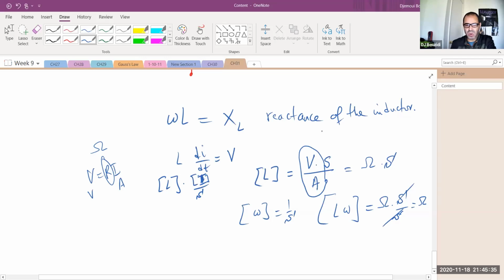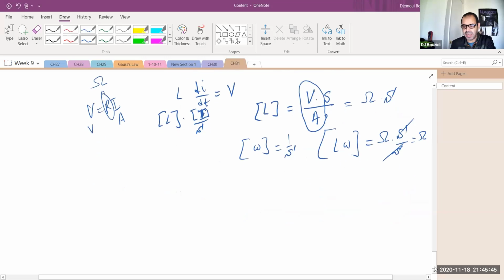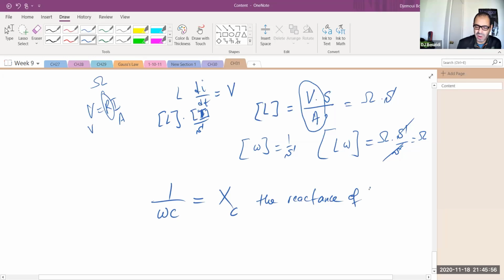So the inductance now is actually like a resistance. It has the same units as the resistance, but this is coming from the inductor. Same thing with 1 over omega C. Let's think about that. 1 over omega C is actually XC. This is the reactance of the capacitor. And it too has the same units as an ohm. Let's check why that is.